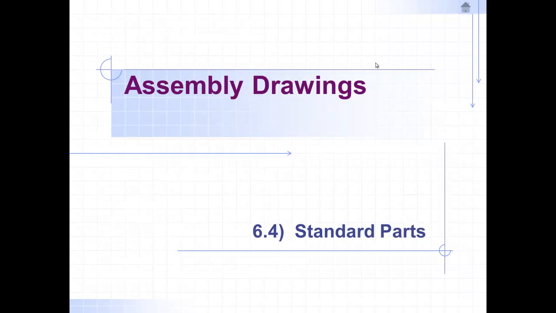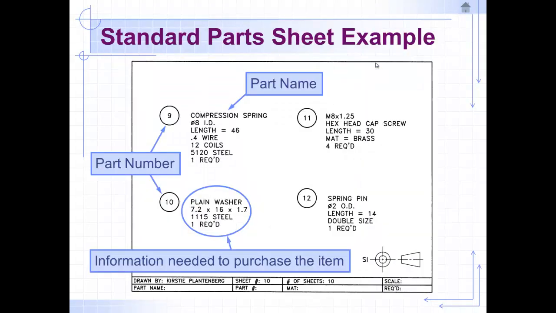Okay, so let's go through an exercise here. Now, we talked about standard parts. Those are parts that you can just buy off the shelf, that you're not manufacturing on your own, and that have a specific quantity that you can just get. So, for example, a compression spring. My company does not manufacture compression springs. I'm going to buy that compression spring. It has a specific inner diameter. It has a length.